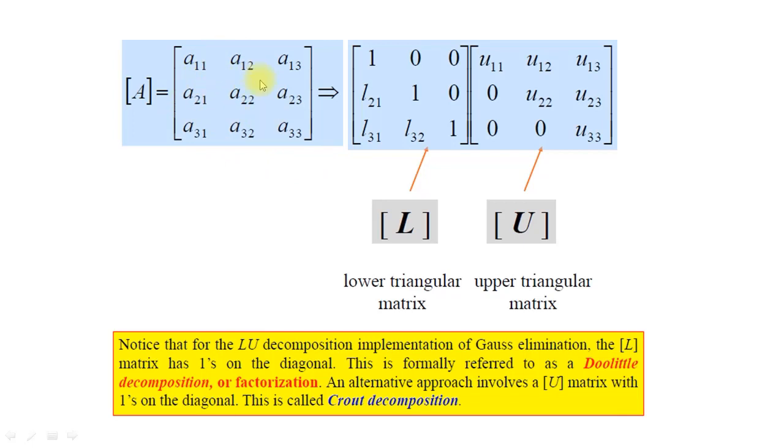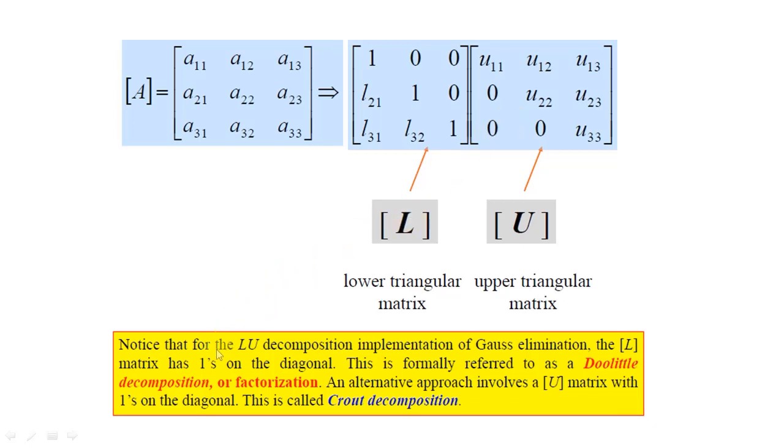Suppose we have a system of three equations and three unknowns, so we obtain the matrix A. In this matrix A, we have three rows: A11, A12, A13, A21, A22, A23, A31, A32, and A33. This is the matrix A, which is the coefficient matrix. Now to decompose this matrix A into two matrices, lower triangular matrix and upper triangular matrix. So this is the lower triangular matrix and this is the upper triangular matrix.